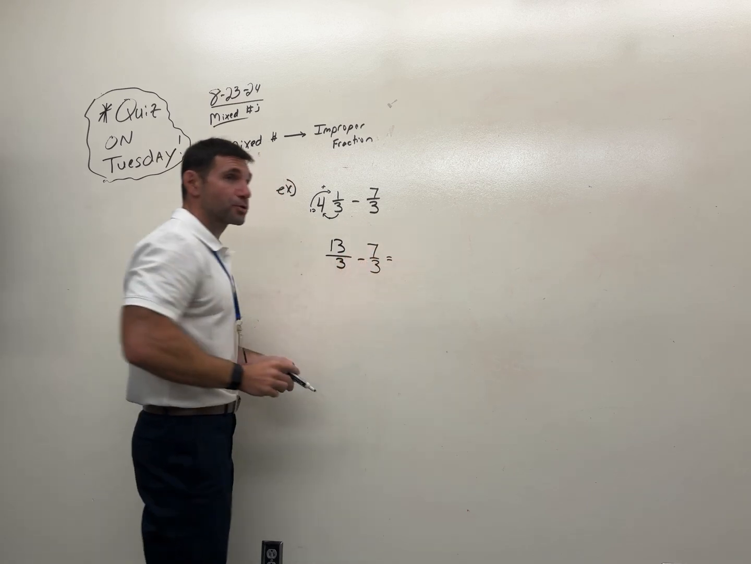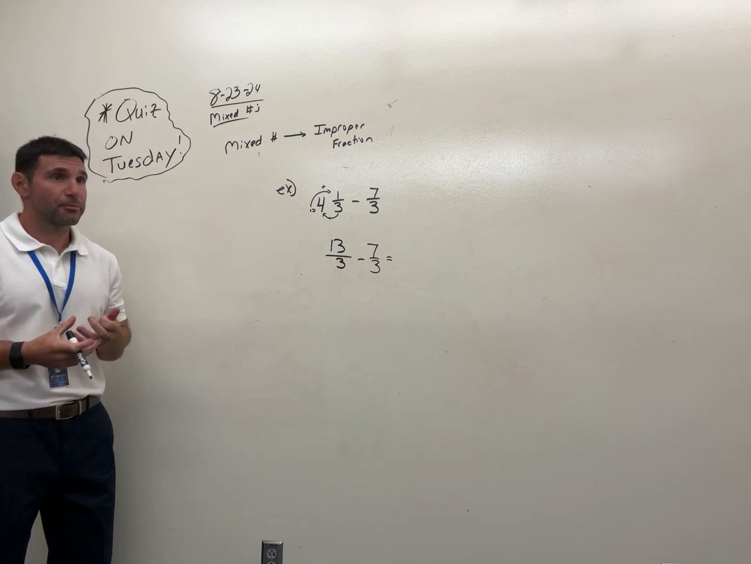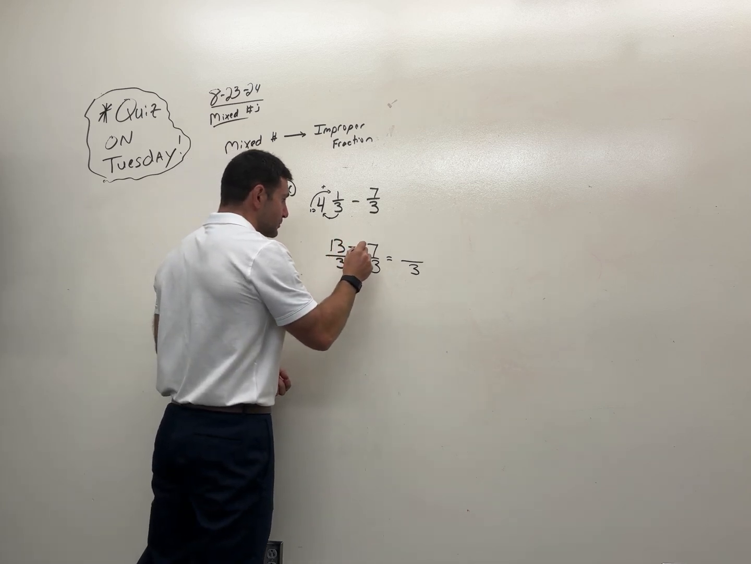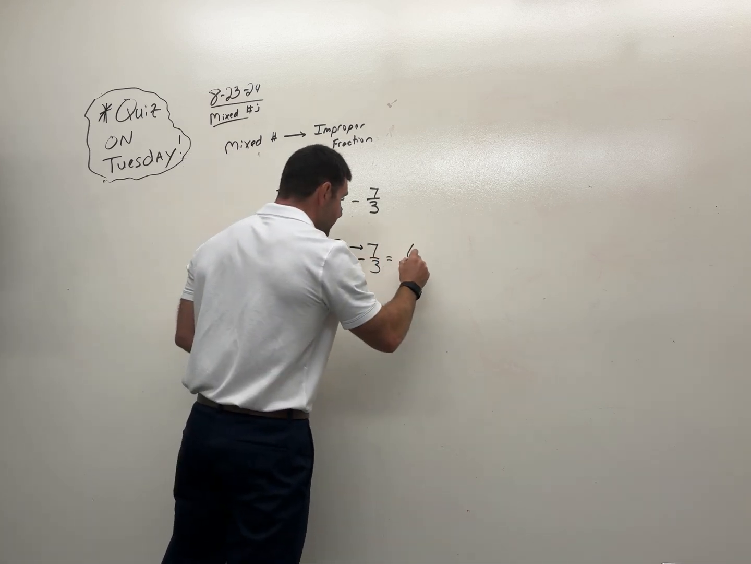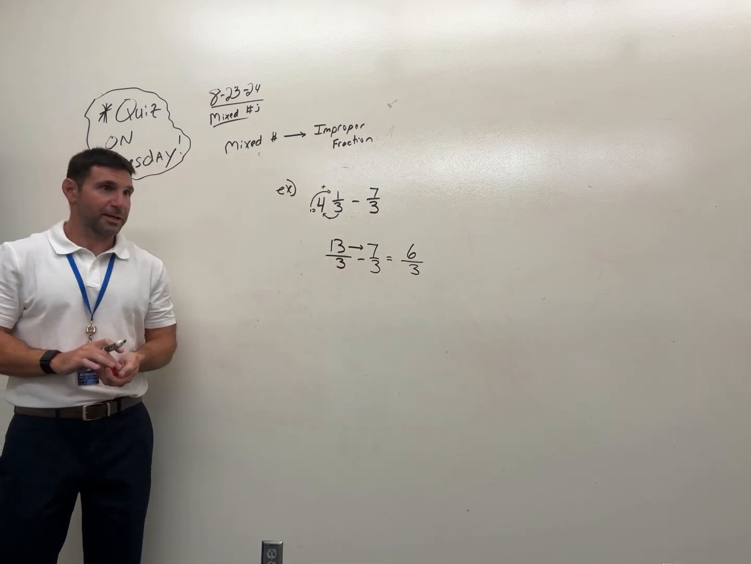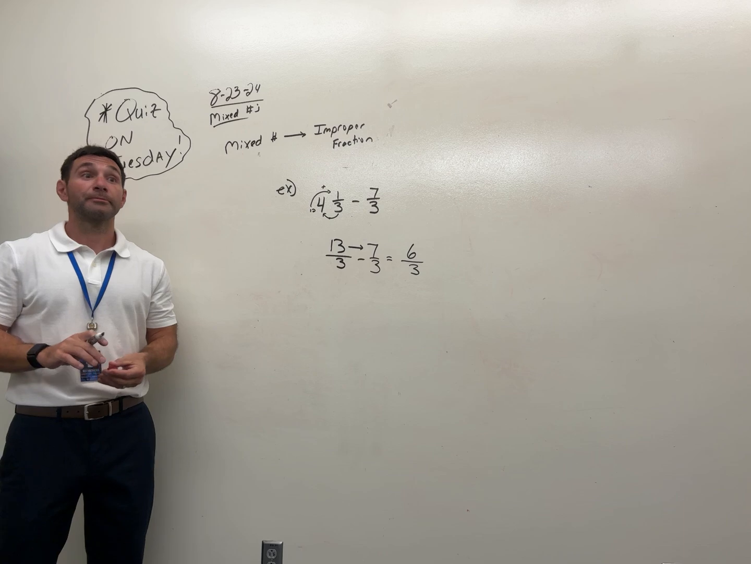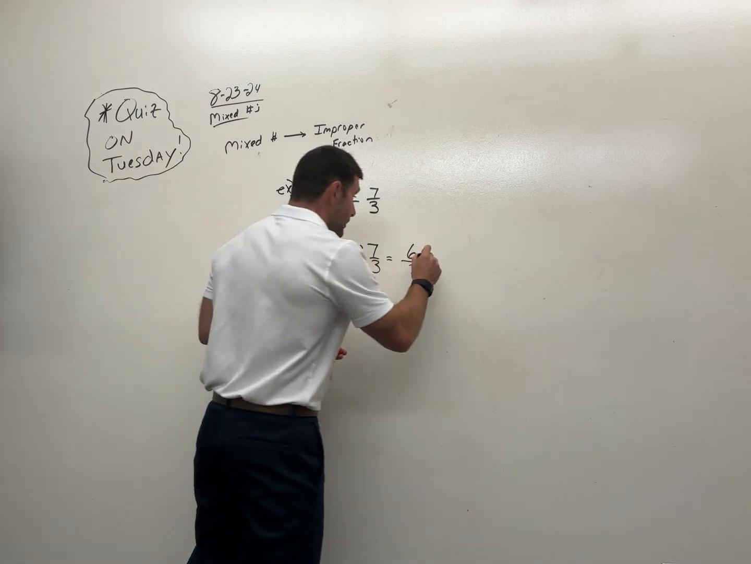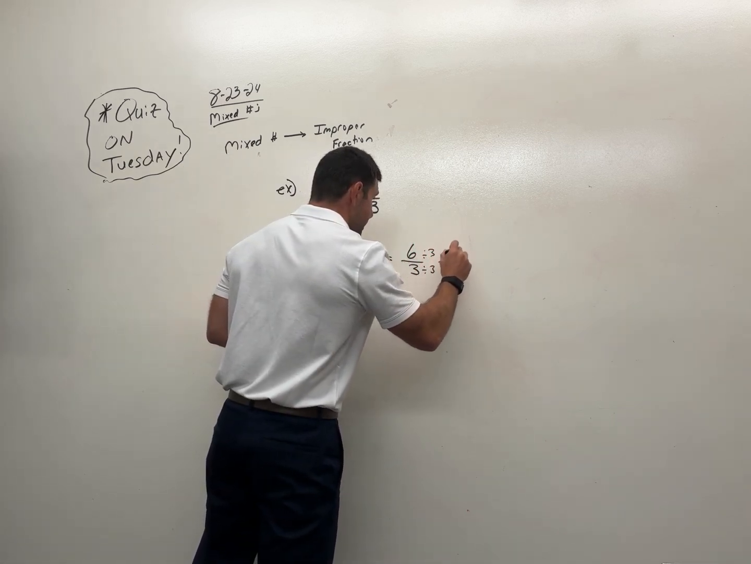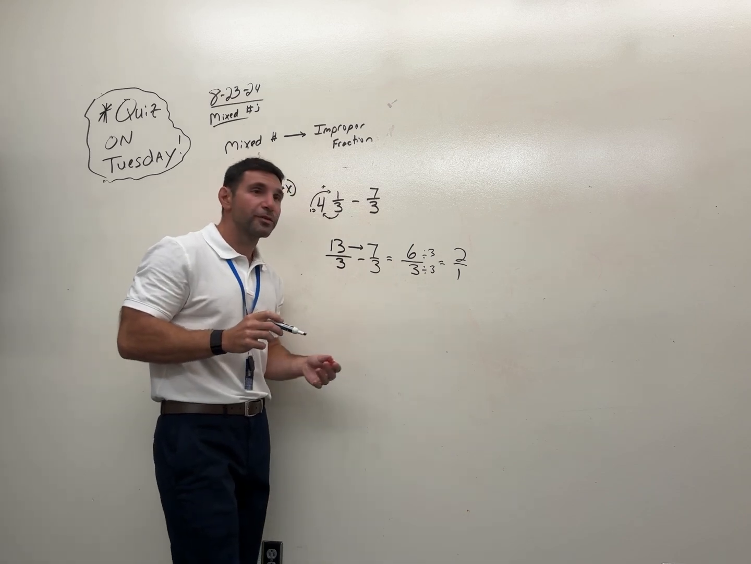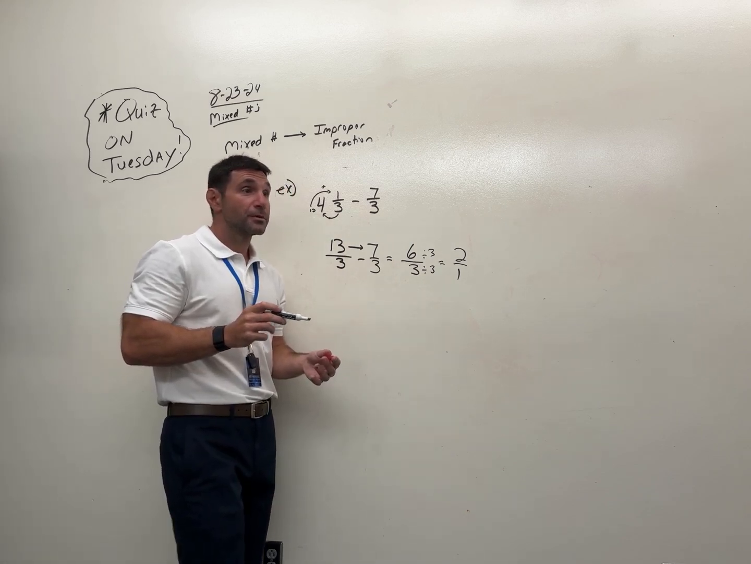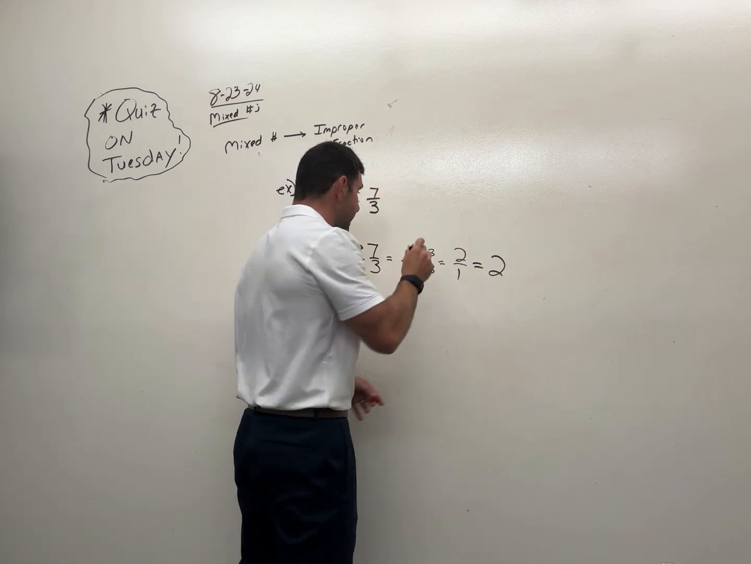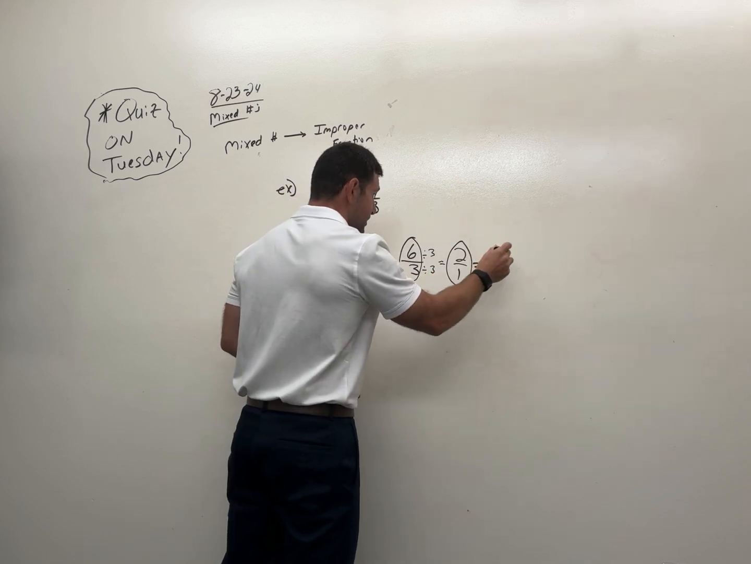Minus 7/3. Okay, so now I'm subtracting. Liam, what's my denominator? 3. Won't change. What numbers do I actually have to subtract? 13 minus 7. Okay, what's 13 minus 7? 6. Okay, so now I have 6 divided by 3. Is that my answer? No, because you can divide by 3. Because 6 divided by 3 is 2 divided by 1. Well, what's 2 divided by 1? 2. So, would you be wrong with this? No. Is this better? Yes. So this, and this, and this are all equivalent.